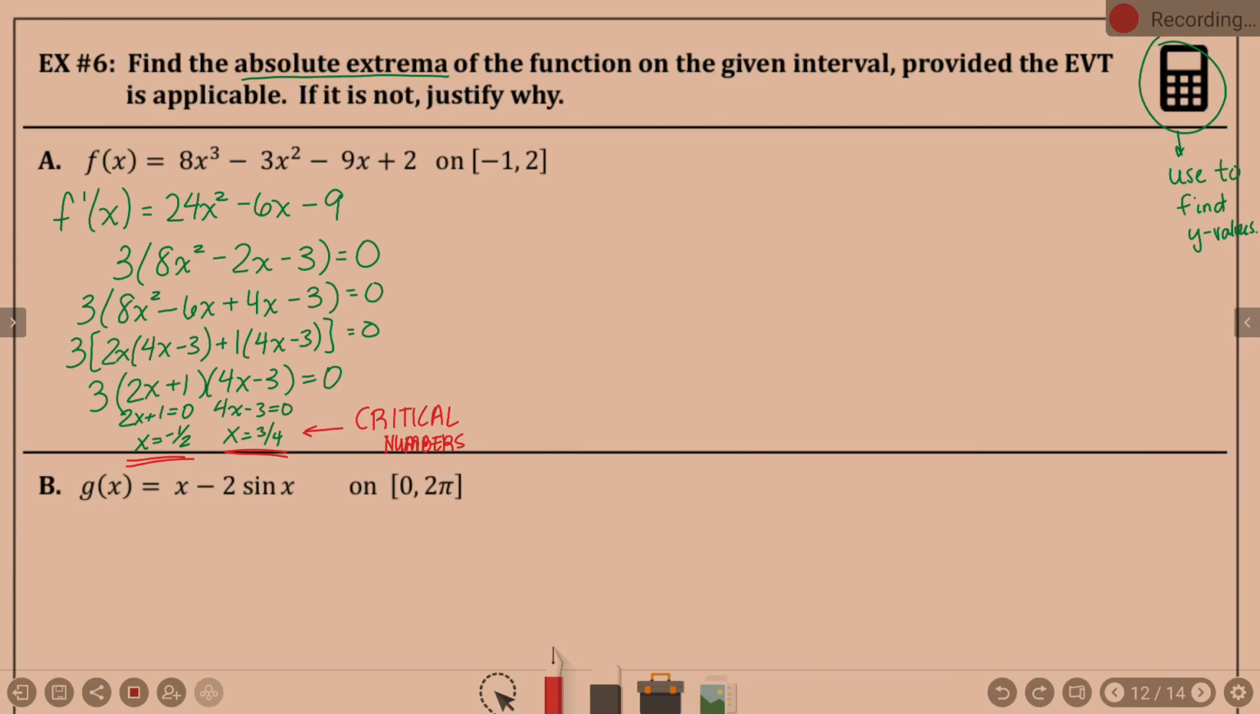So we're going to do again what we're calling the candidates test.